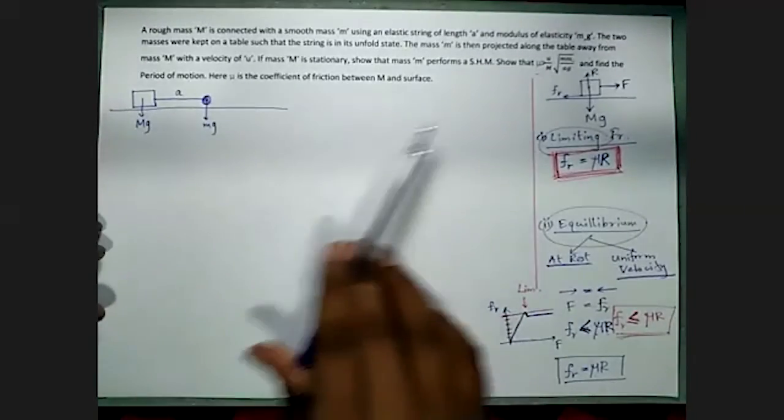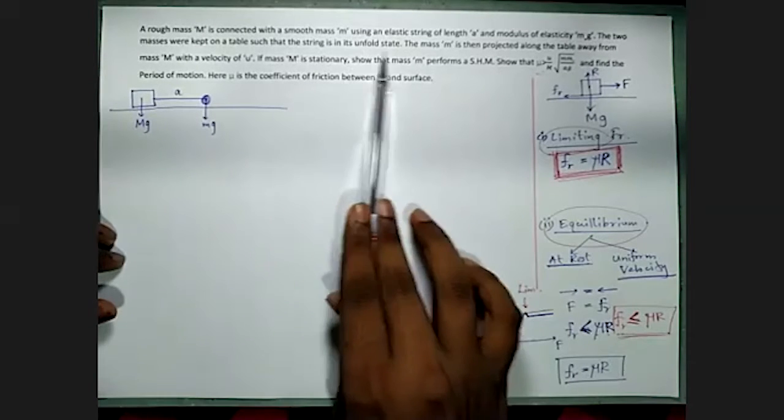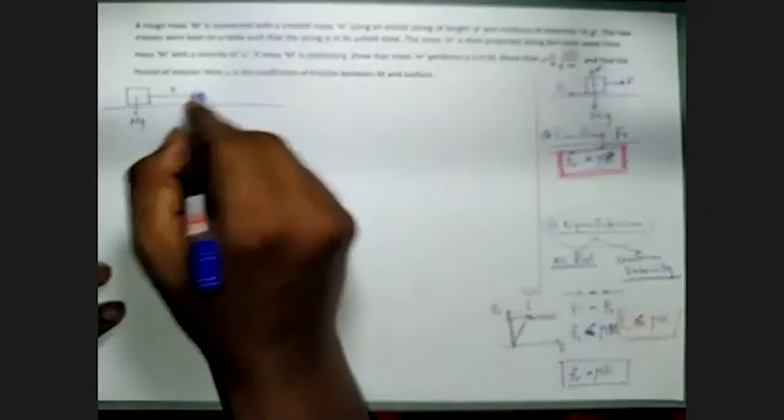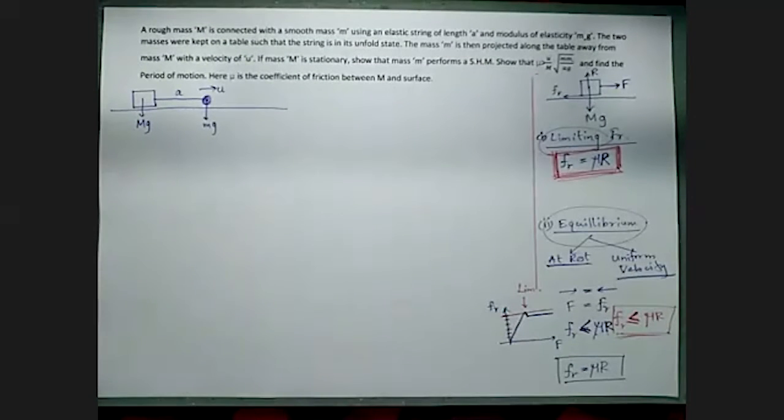That is the meaning of unfold. The mass m, simple m, is then projected along the table away from capital M, that means to this direction, with a velocity u. If capital M is stationary, show that simple m performs simple harmonic motion.